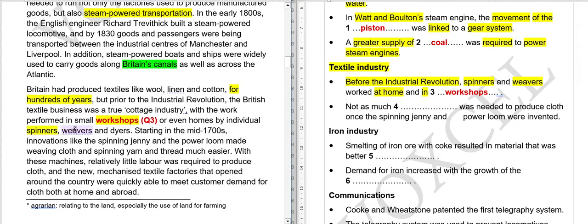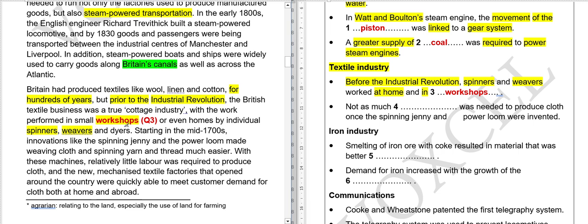Here we can easily see spinners, weavers. These words are written here, so there is no problem finding them. But where is it written, before the Industrial Revolution? Yes, here it is, Industrial Revolution. It's quite easy to locate, but where is the word before? Yes, here: prior to the. So before is paraphrased as prior to. This is how they paraphrase before in your IELTS reading. Before the, prior to the Industrial Revolution.